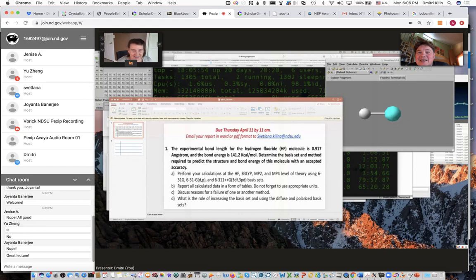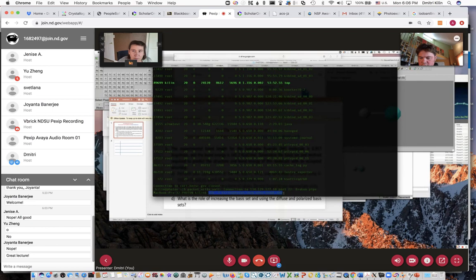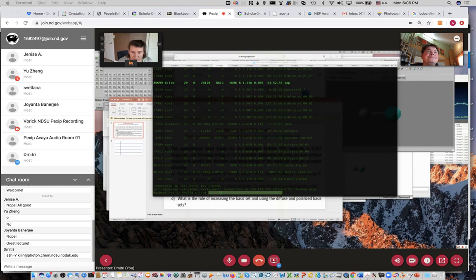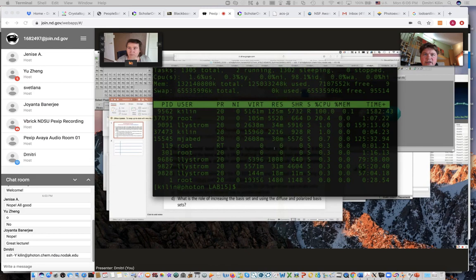Okay, very good. So please let me invite everyone to log into the Photon and make sure you're logging in with the graphical connection so that one can use the GaussView application. So I will type the command into the chat room, just as a little reminder. Also, let me remind you of the directory where we do exercises for the class.